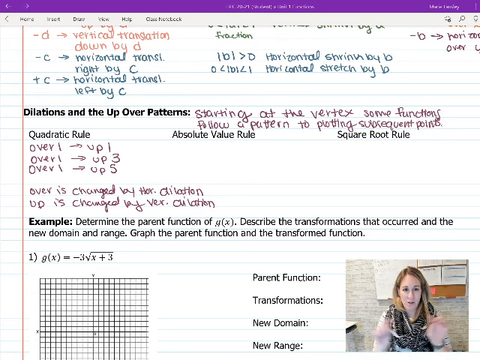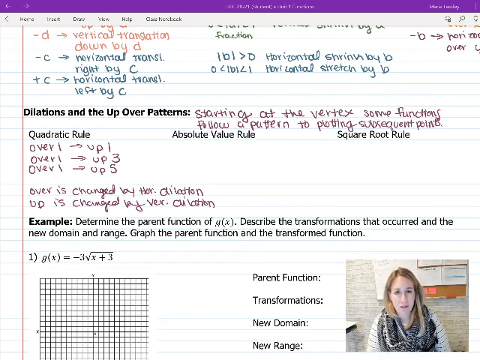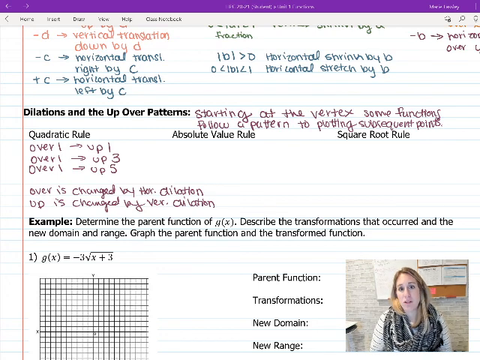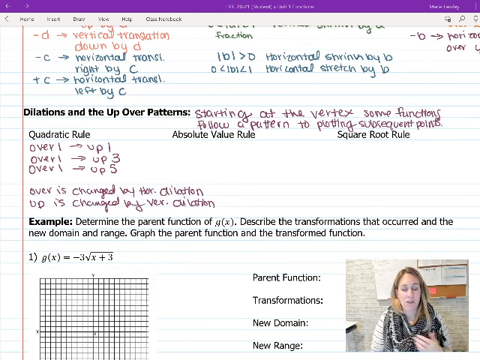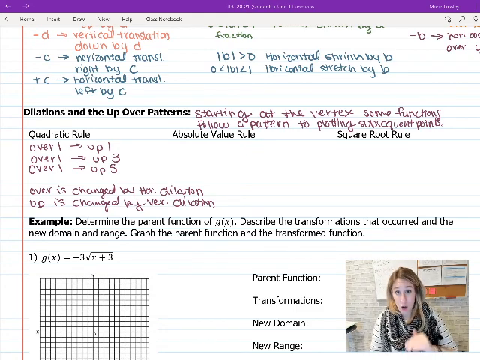All right, so you're just going to multiply. Like if you had a horizontal dilation of 2, right, you would take all of your over values and multiply them by 2. So instead of going over 1, you would go over 2, up whatever, over 2, up whatever, right? If you have a vertical dilation, you take that dilation amount and multiply it by each of your up values. So say you had a vertical dilation of 3.